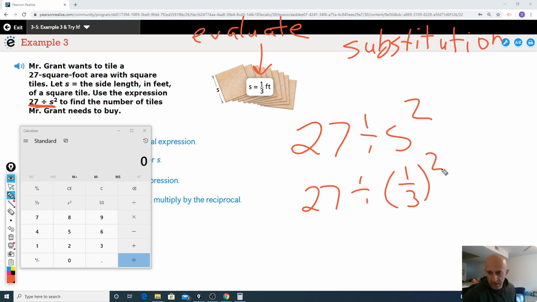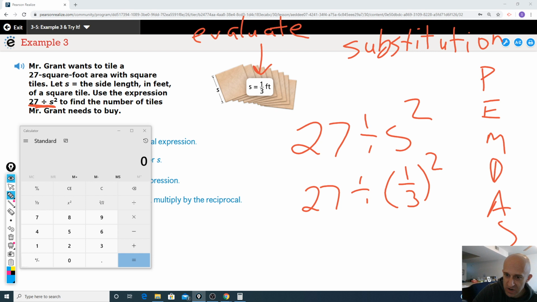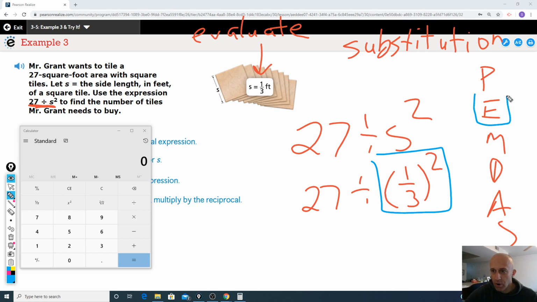So if S equals 1/3 feet, 27 divided by 1/3 squared. Now this goes back to the multiplying of fractions, because in our order of operations, please excuse my dear Aunt Sally, what are we doing first in this expression? We're going to be doing the exponent part first.